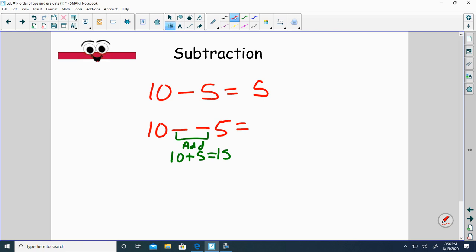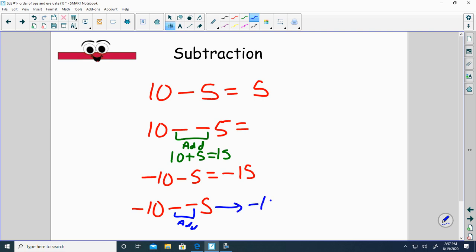Let's say we had negative 10 minus 5. Well, we're going to continue to get more negatives, so that's negative 15. But let's say I also had negative 10 minus negative 5. Again, you have the double negatives in a row, so that means it has to add. So this problem would change into negative 10 plus 5. So you see something that costs $10, you have $5 in your pocket, so you still owe $5.